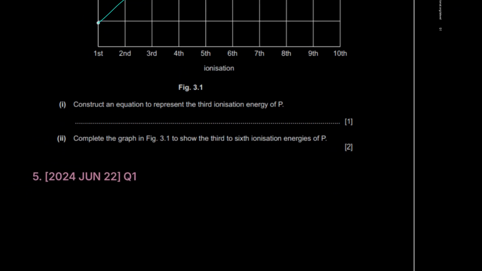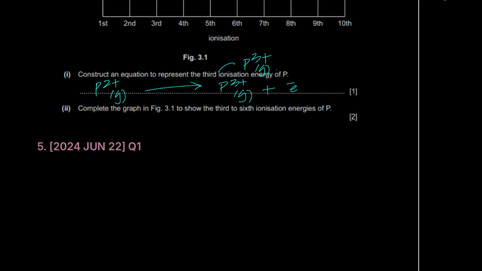Next, construct an equation to represent the 3rd ionization energy of phosphorus. If the 3rd ionization energy of phosphorus is required, that means a phosphorus 3+ ion is going to form, and a 3+ ion forms from a 2+ ion. So from a 2+, you go on to a 3+ by removing 1 mole of electrons. That's it.